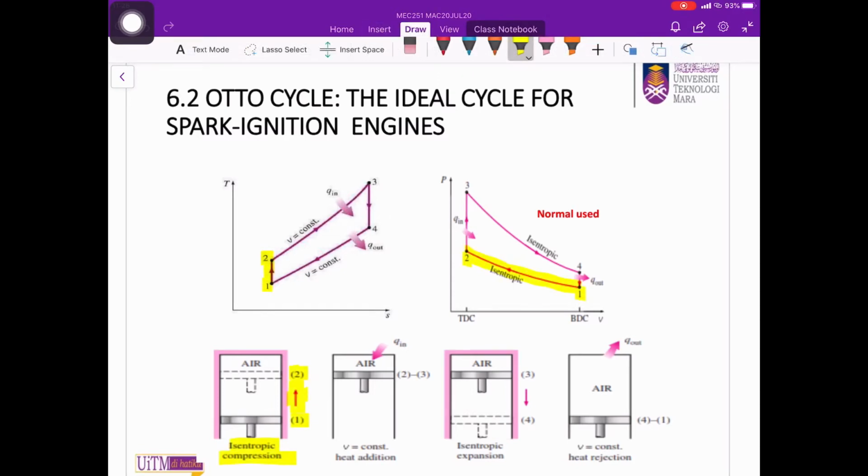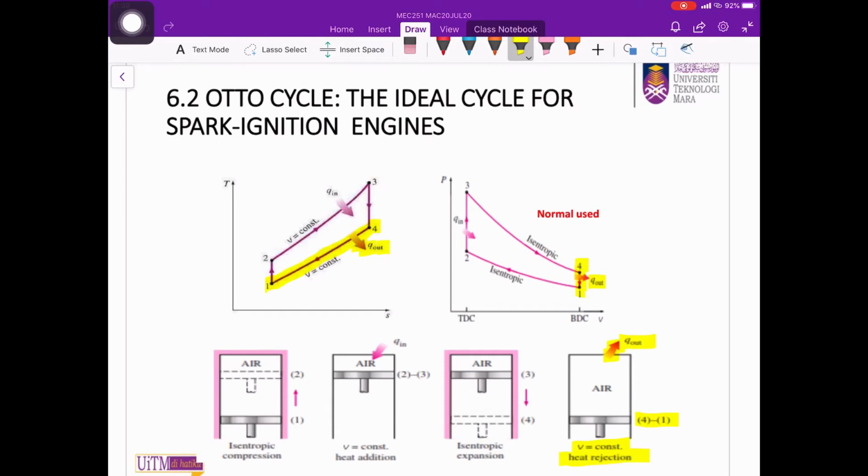With respect to the diagram, process 1 to 2 is the isentropic compression, where both pressure and temperature increase. For the power stroke, the combustion process is considered as constant volume heat addition from an external source, as in process 2 to 3, which further increases the pressure and temperature to the maximum value. The expansion of gases that pushes the piston downwards is modeled as isentropic expansion, as shown by process 3 to 4, where the pressure and temperature drop.